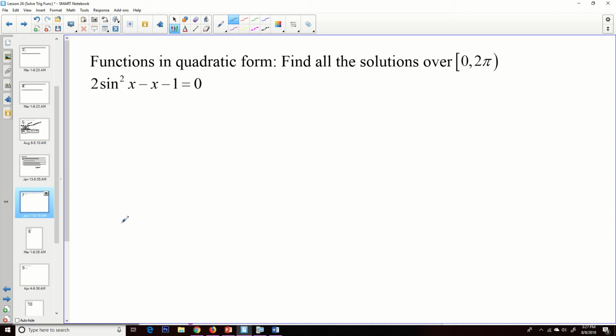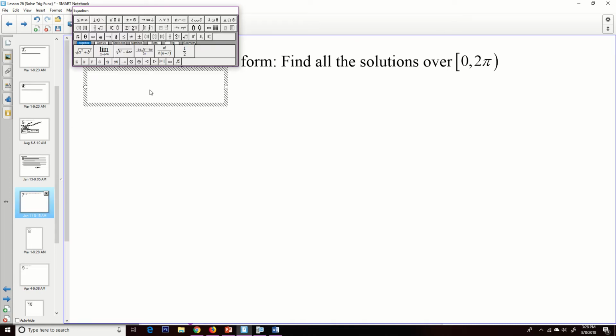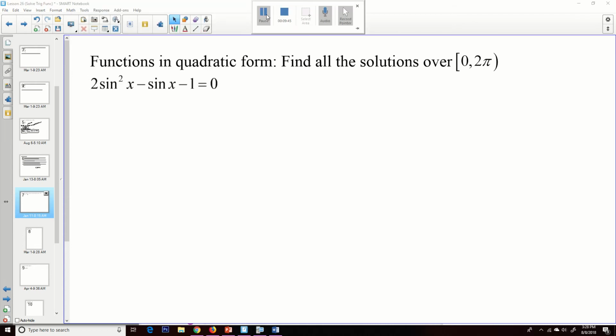And so here we have a function in quadratic form. So we want to find all of the solutions of this. So first thing we want to do is look at this thing as if, and I have a mistake here that I need to fix real quick. Okay, and we're back. I fixed it now. It needs to read 2 sine squared x minus sine x minus 1 equal to 0.